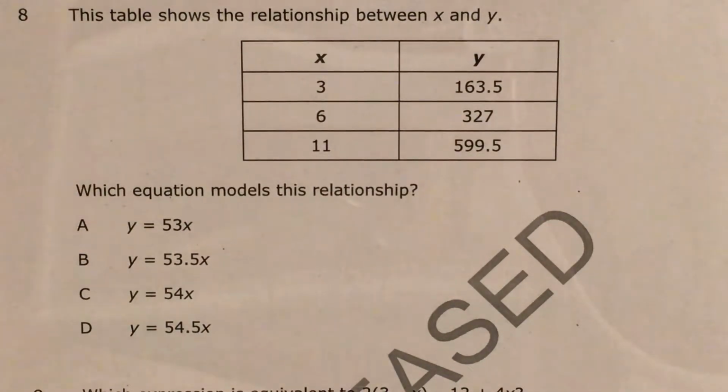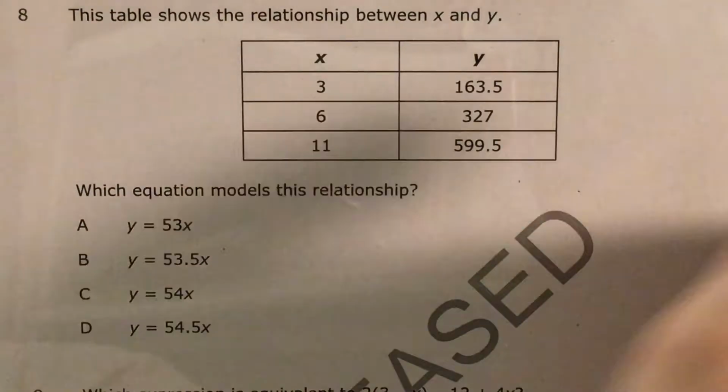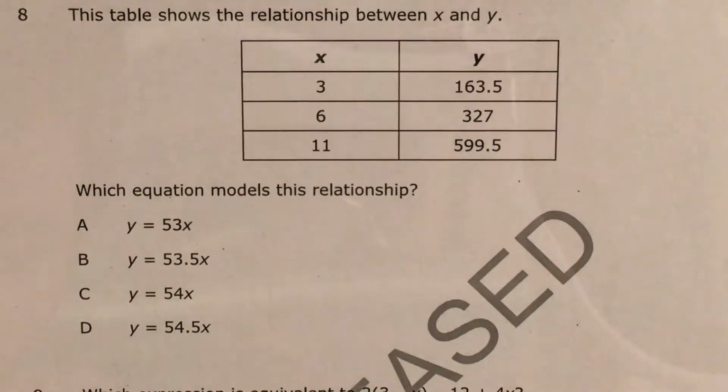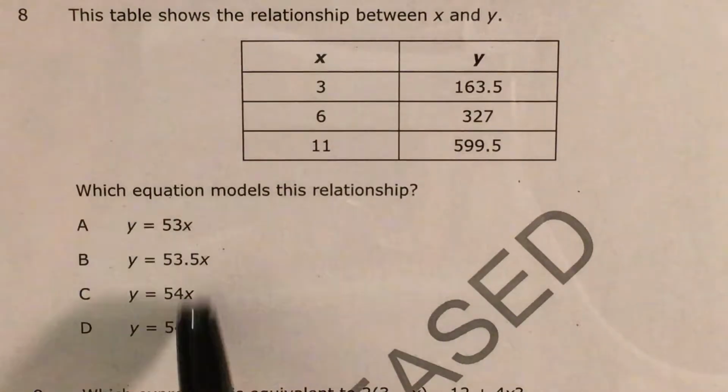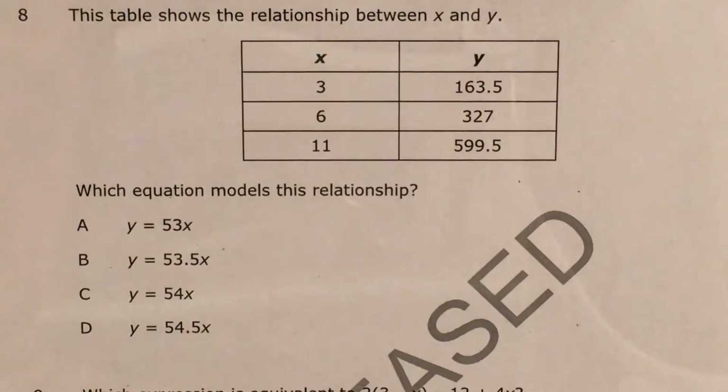This is Mr. W. Today we're going to tackle question 8 in the 7th grade math questions that North Carolina released this past school year. The question is showing us a table with a relationship between one variable and another variable, x and y. And we're supposed to find out which equation models this relationship. How can we get y from x? Which equation is going to tell us how we do that?